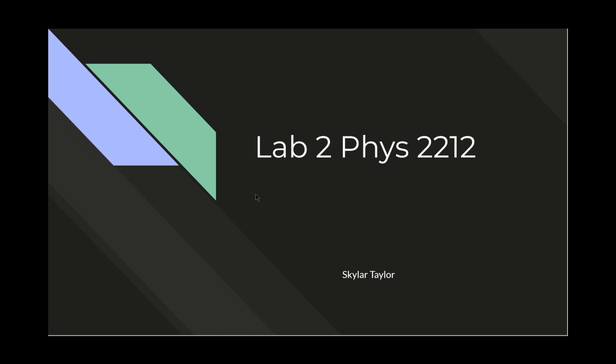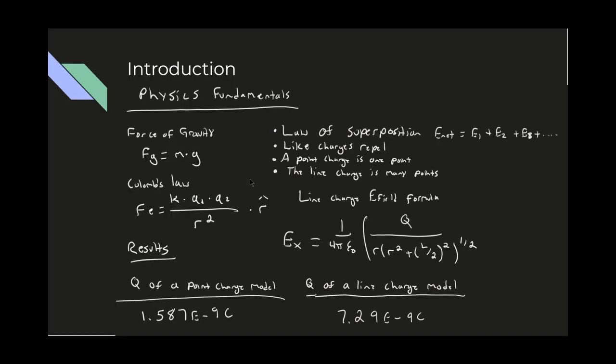This is Lab 2 for Physics 2212. The purpose of this lab is to determine the charge on a piece of tape using the line charge model and compare this to the point charge model and determine which is more accurate.